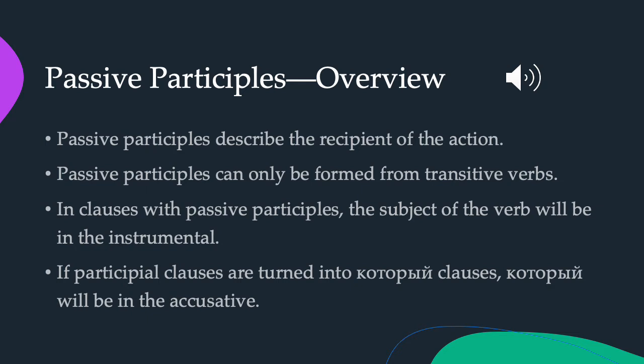Meanwhile, if we turn a participial clause with a passive participle into a который clause, который will be in the accusative. So if we have an active participle and we turn it into a который clause, который will be in the nominative. If we have a passive participle and we turn it into a который clause, который will be in the accusative.